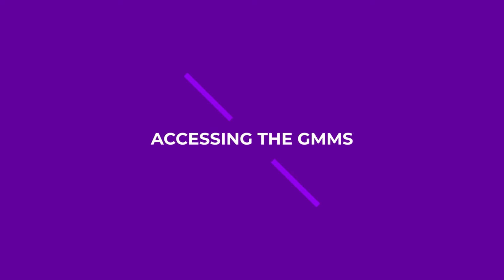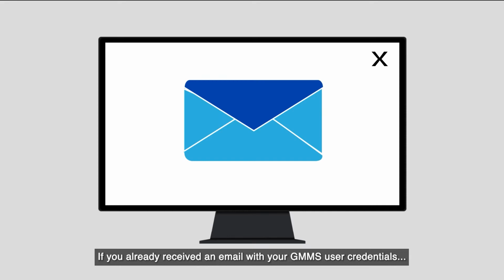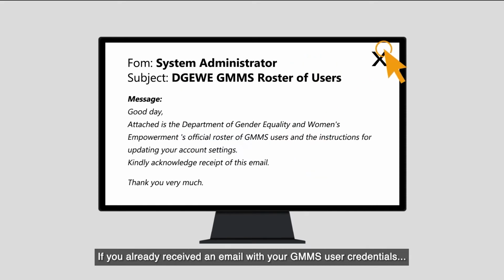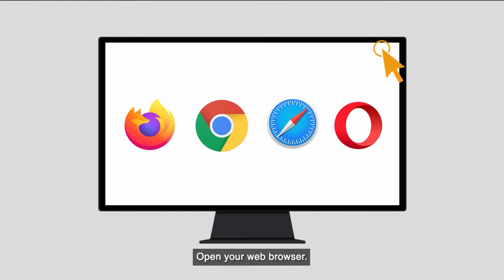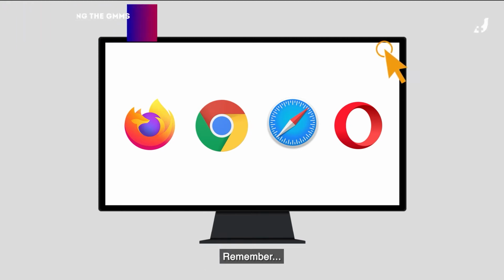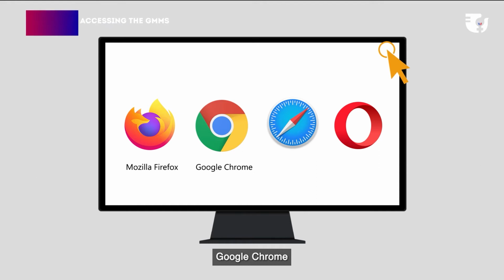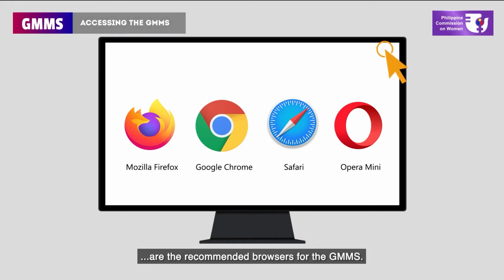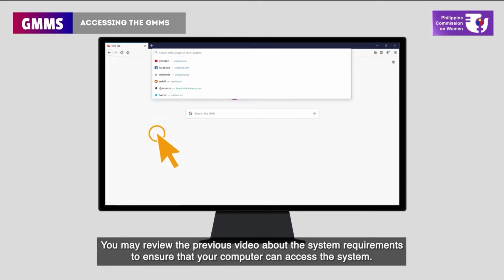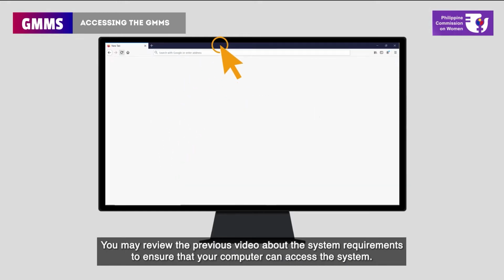Accessing the GMMS. If you already received an email with your GMMS user credentials, you are now ready to access the GMMS. Open your web browser. Remember, Mozilla Firefox, Google Chrome, Safari, or Opera Mini are the recommended browsers for the GMMS. You may review the previous video about the system requirements to ensure that your computer can access the system.